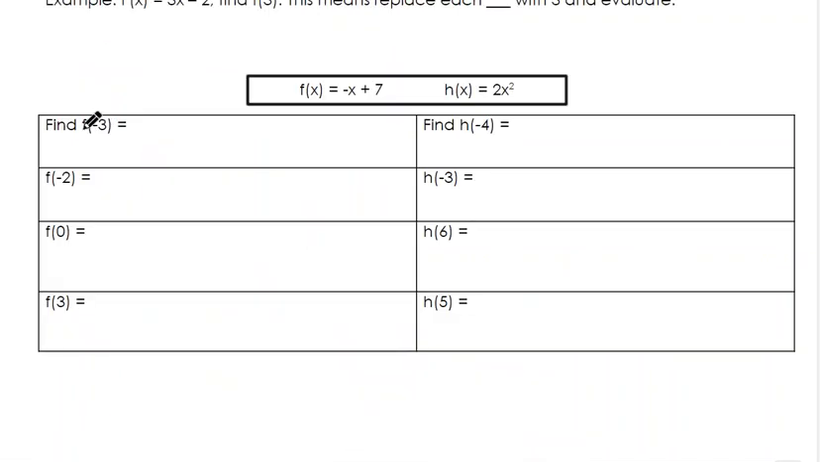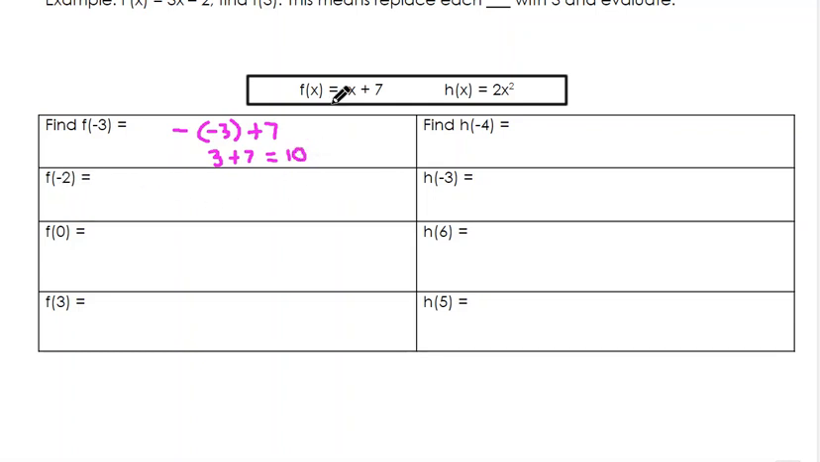This one says find f of negative 3. I'm going to plug in negative 3 for x, and then figure out what it is. A negative and a negative make a positive, so that's going to make it positive 3. 3 plus 7 equals 10. So our answer would be 10.